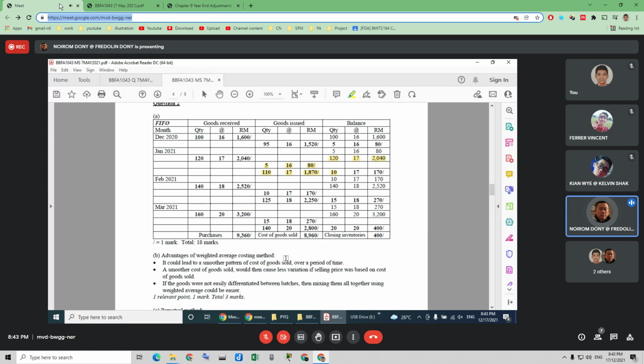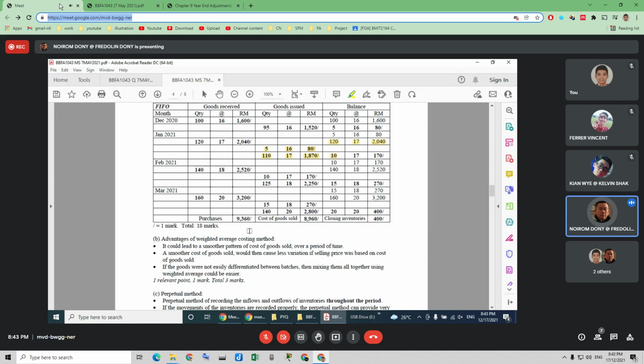So look at the marks, 18 marks, huh? And then explain any three advantages of using the weighted average costing method. So this one we have discussed, I mean, you have this in your notes. So the first thing, what is the advantage? It could lead to a smoother pattern of cost of goods sold over a period of time.